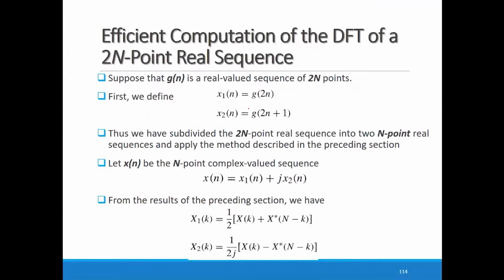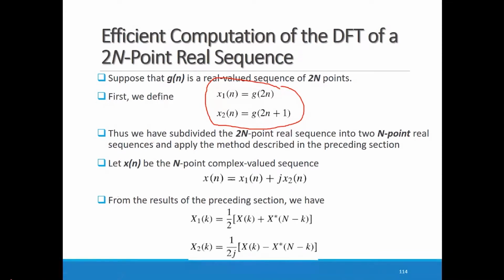First, we define x1(n) equal to g of 2n, and x2(n) equal to g of 2n plus 1. So simply, we have subdivided the 2N-point real sequence into two N-point real sequences and apply the method described in the preceding section. Here we are dividing this sequence into two parts: x1(n) is equal to g of 2n, and x2(n) is equal to g of 2n plus 1. Whatever sequence is given, we divide it into even and odd parts.